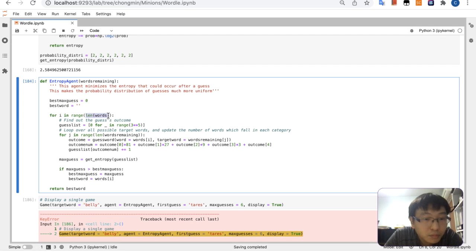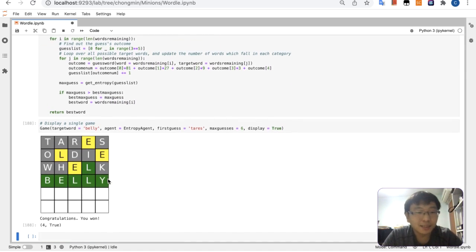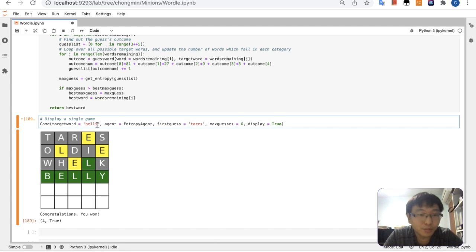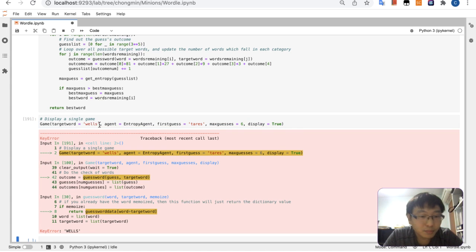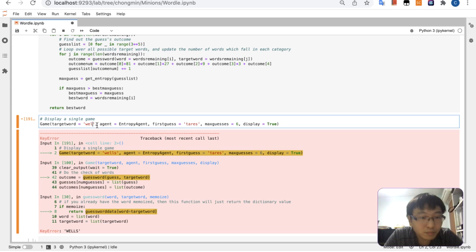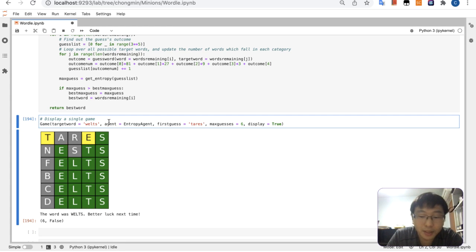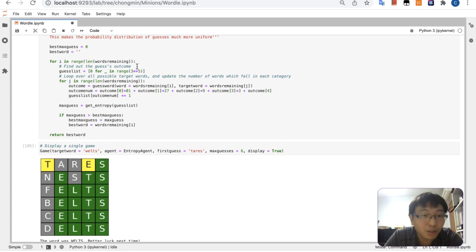Okay, I guess I'll try going back to what's remaining because using the entire list was pretty... okay. So I think that's fine. Bells. Okay, so there are cases if you go by hard mode, it doesn't solve at all.